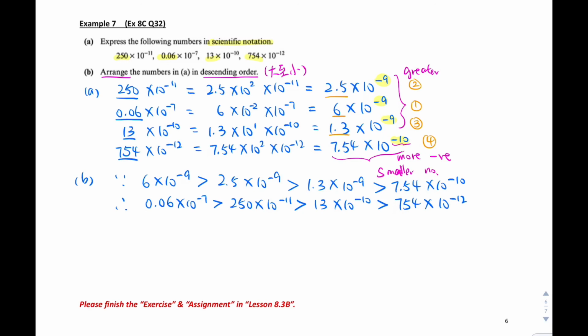Now it's your turn. This is the end of section Exponents 3. Please finish the exercise and assignment in lesson Exponents 3B. Pay attention that in some cases you are not allowed to use the calculator, but for some questions you have to use the calculator and practice using the EXP button.